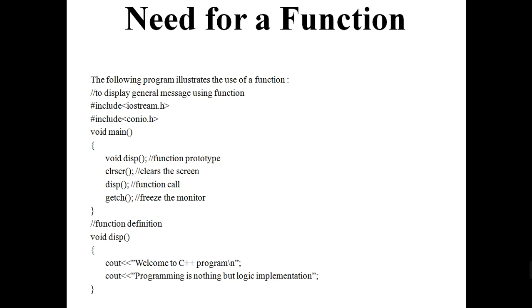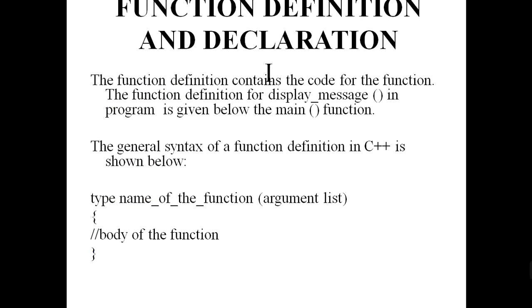Okay, then the function definition. Whenever you call the function void disp, the body of the function has just two output statements, so it will be printed. Just call the function, then it will print a string message. This is simple by using functions. Okay, that is the use of a function. Next, function definition and declaration.